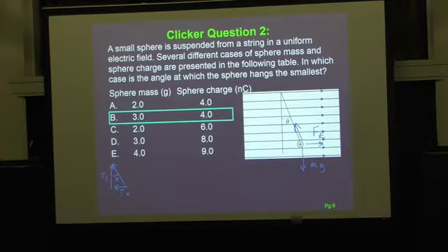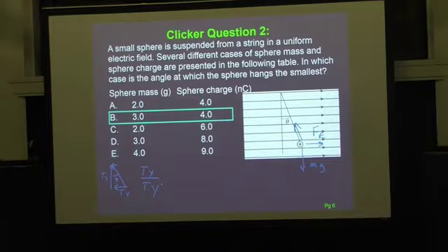That angle is going to go like Tx over Ty. You can think about it kind of like a tangent, and tangent is opposite over adjacent. So Tx over Ty gives you the tangent of that angle, which basically gives you the bigness of that angle. The bigger Tx is relative to Ty, the bigger the angle. From this picture, you can see that the tension in the x direction equals the electric force, and the tension in the y direction equals the mg.